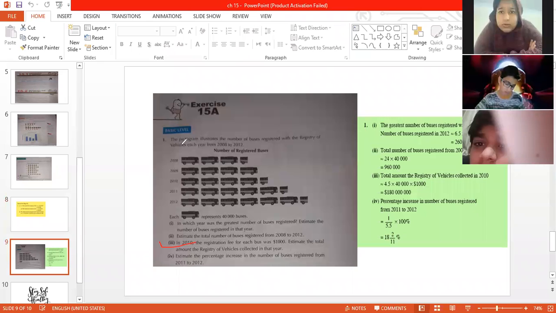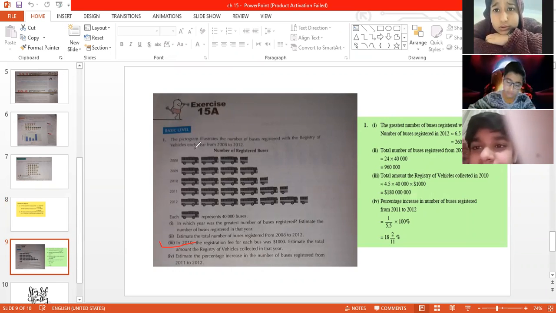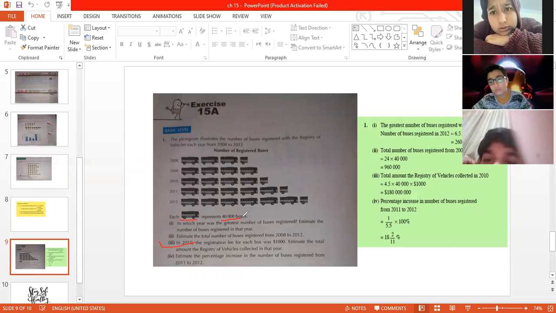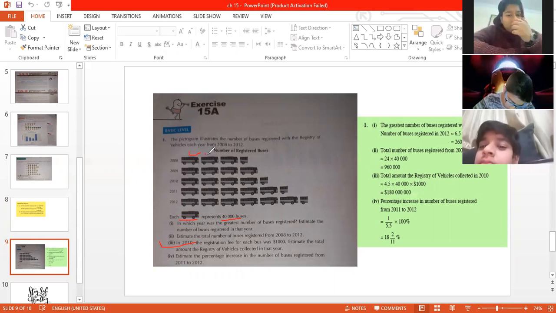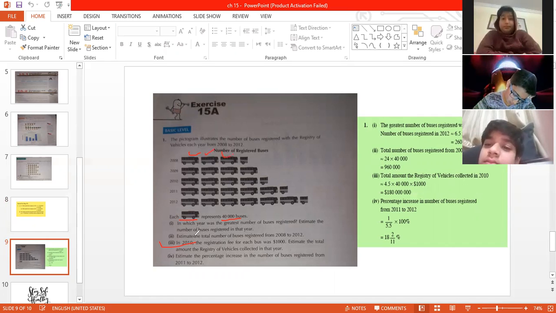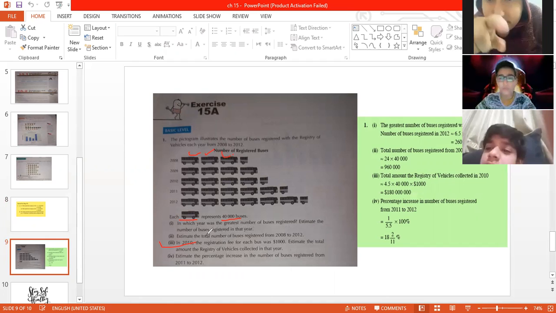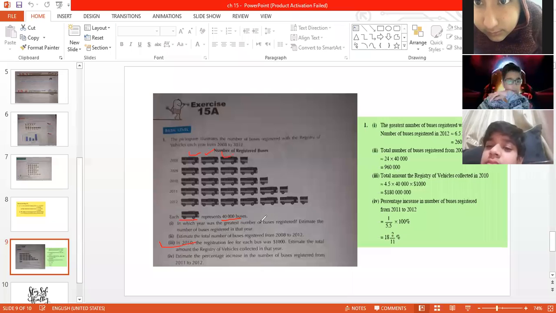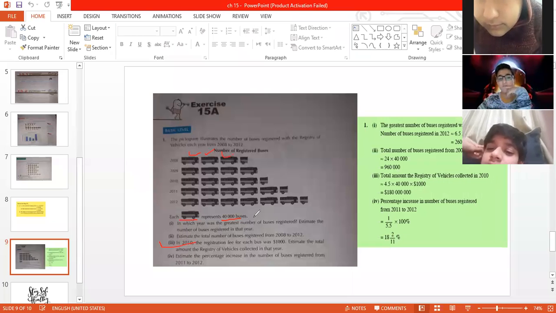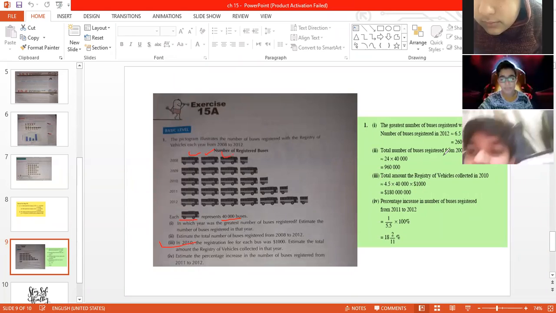The pictogram illustrates the number of buses registered with the registry vehicle each year from 2008 to 2012. Each bus is representing 40,000 buses. I mean 40,000 plus 40,000 plus 40,000 and half of 40,000, 20,000. In which year was the greatest number of buses registered? Estimate the number of buses registered in that year. Can you please tell me in which year the greatest number of buses registered?